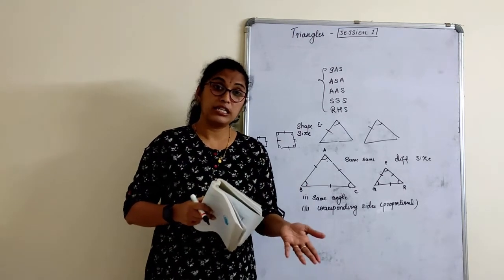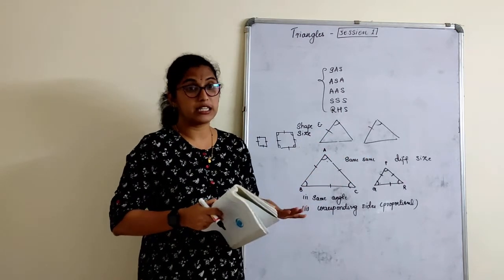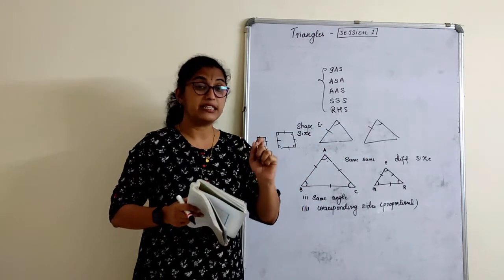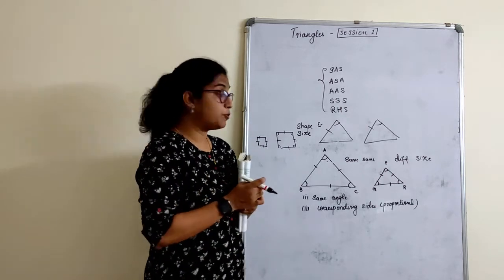If the corresponding sides are equal, then they become congruent figures, which we are not studying. So corresponding sides should be proportional. Now what do you mean by proportional sides?